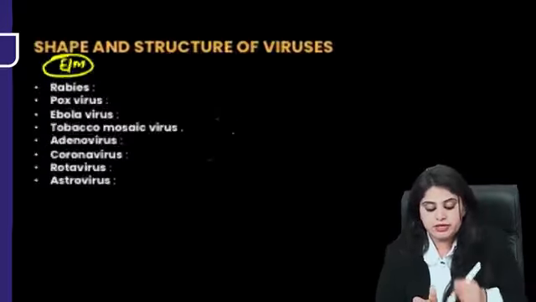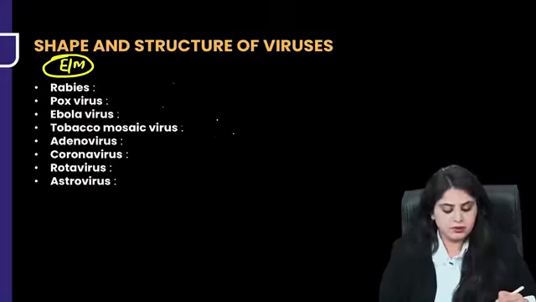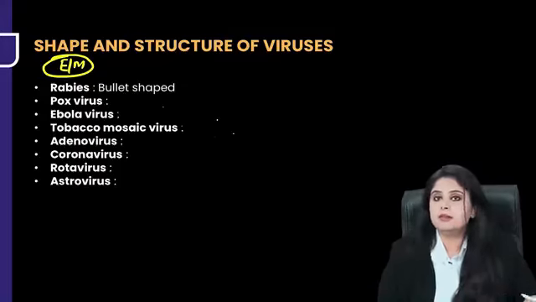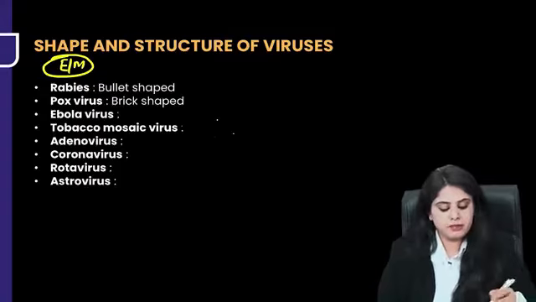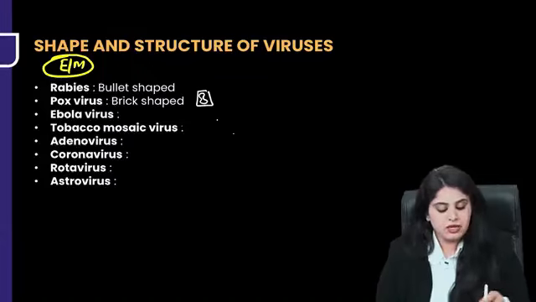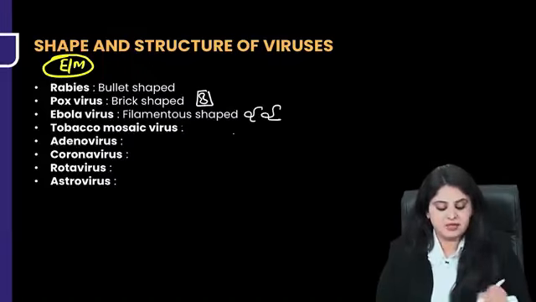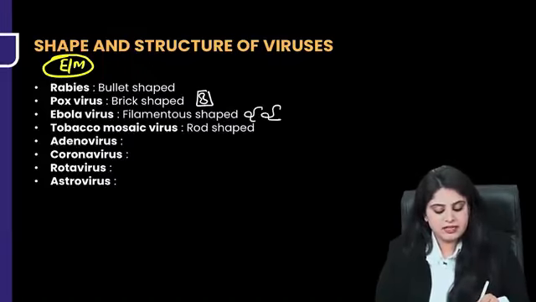If you want, you can quickly revise with me. How was rabies? Rabies was looking like a bullet, ma'am. It's a bullet. Rabies kills, bullet kills. Pox is a box with a dumbbell. It's a brick-shaped virus, and that brick is also going to have a dumbbell inside it. How is Ebola? Ebola is like a bowl of spaghetti. It is like a filamentous organism. Tobacco mosaic virus, exactly like a cigarette.